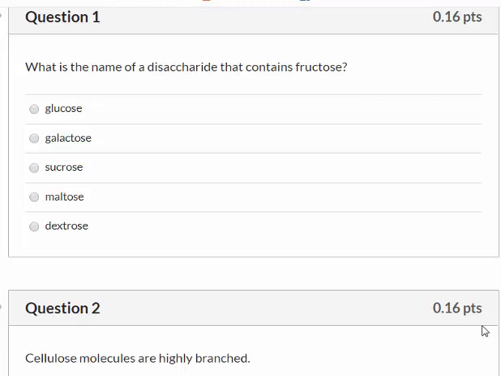Disaccharide that contains fructose. So a disaccharide is going to have two sugars in it. And glucose, let's see, that's a monosaccharide, so that can't be that one. And there's two other ones in here that just contain glucose. Dextrose is just another word for glucose. And maltose is a disaccharide, but both of those two sugars are glucose.